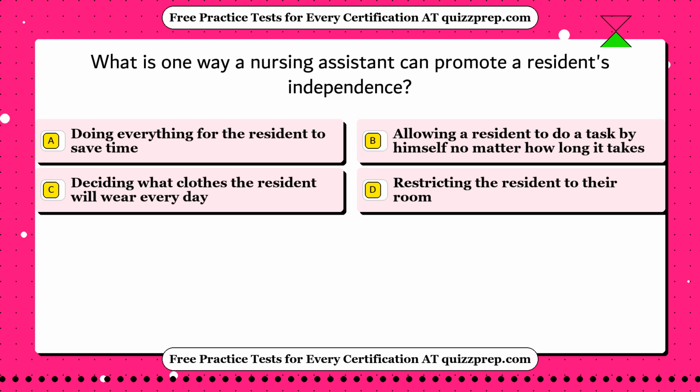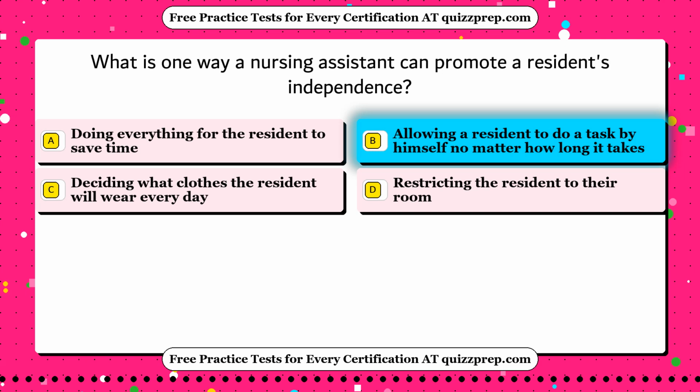Question 40. What is one way a nursing assistant can promote a resident's independence? Option A, doing everything for the resident to save time. Option B, allowing a resident to do a task by himself no matter how long it takes. Option C, deciding what clothes the resident will wear every day. Option D, restricting the resident to their room.